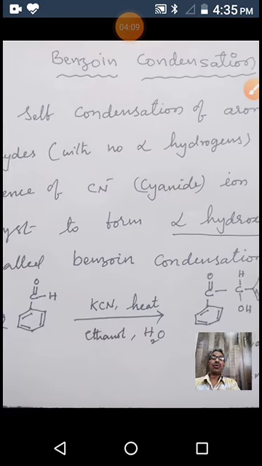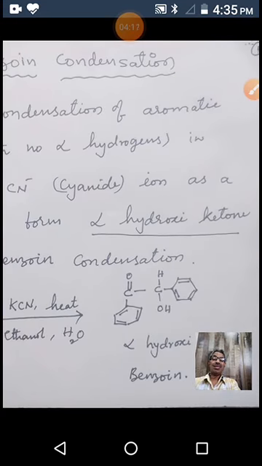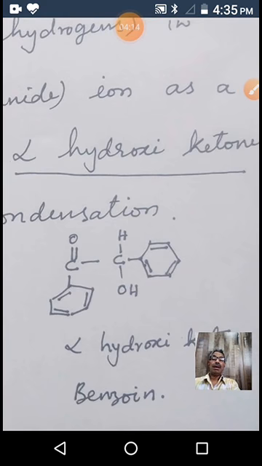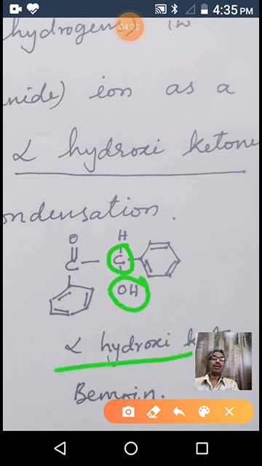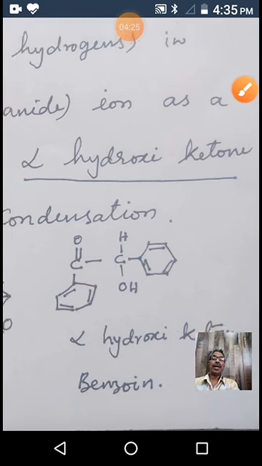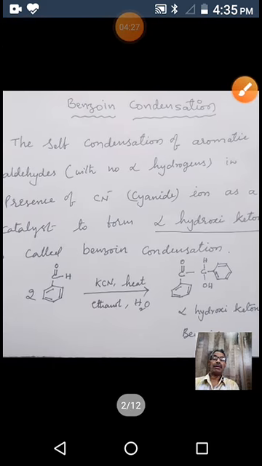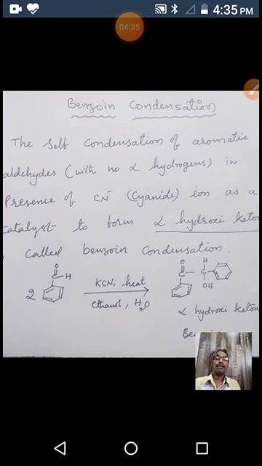In this reaction, this is the product. What is this? It's a ketone. In the alpha carbon, we have a hydroxy group. That's why it is an alpha hydroxy ketone. It is benzoin. So two benzaldehyde molecules undergo a condensation reaction in the presence of potassium cyanide or sodium cyanide, giving an alpha hydroxy ketone, which is also known as benzoin. So this is the benzoin condensation reaction.